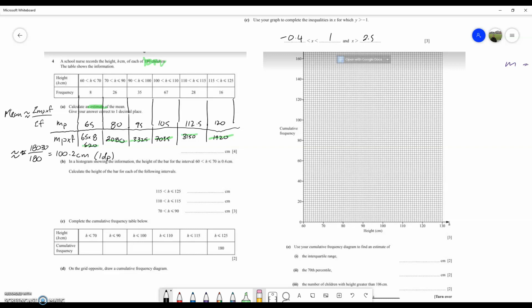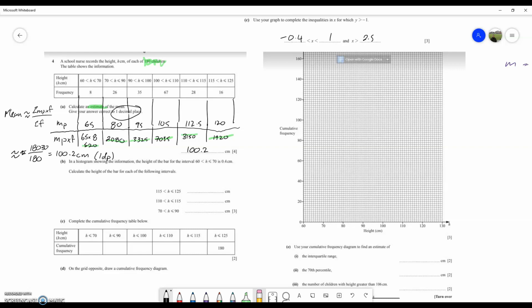The important part of this question is it does ask for the answer to be 1 dp. I'm not sure what the penalty would be if you included 100.167 or something like that. So don't forget to write your answer here as well.